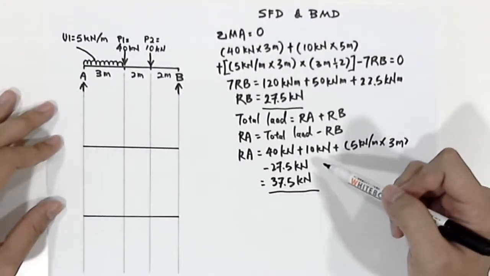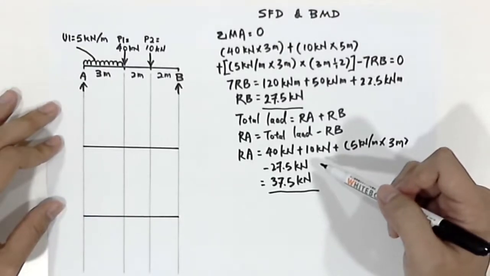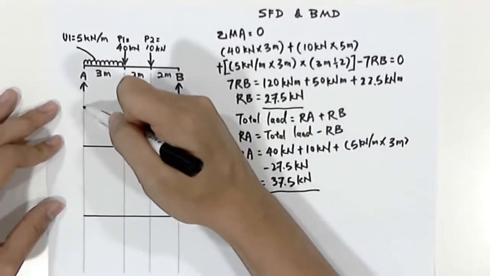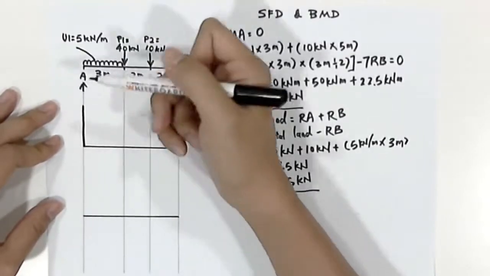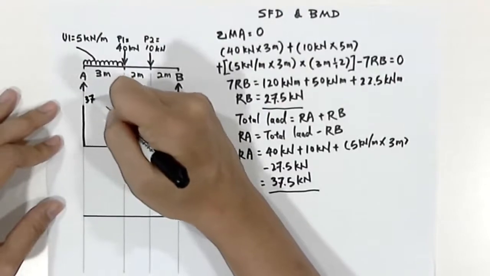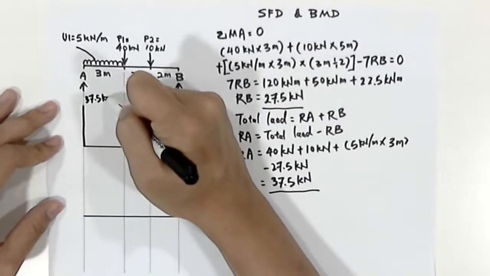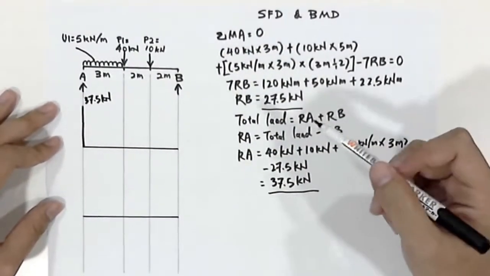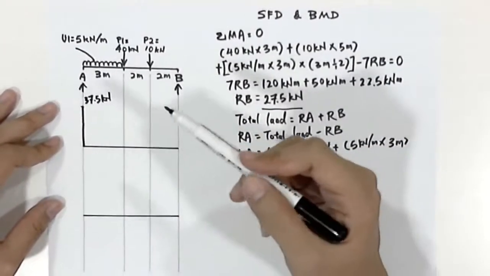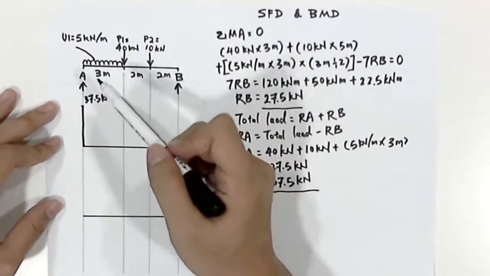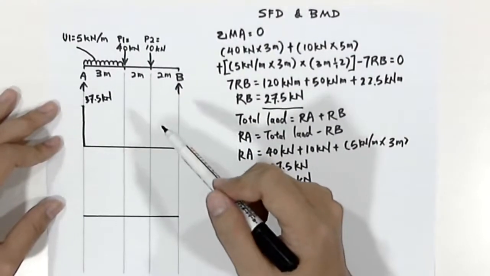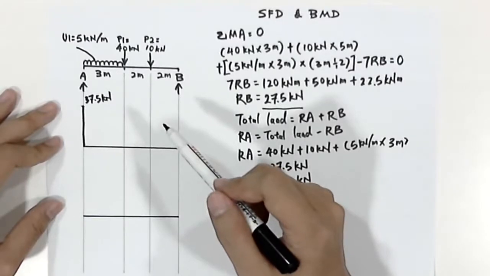value of 37.5 kilonewton. So try to draw, and then we'll put the value 37.5 kilonewton at here. What happened here is that we have a uniform load of 5 kilonewton per meter.